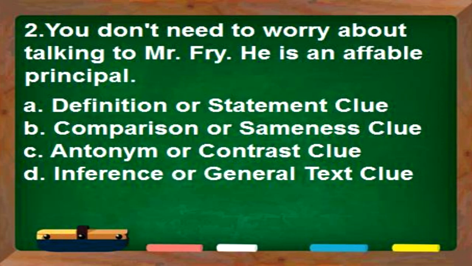2. You don't need to worry about talking to Mr. Fry. He is an affable principal. Which of the following is its type of context clue? A. Definition or statement clue. B. Comparison or sameness clue. C. Antonym or contrast clue. Or letter D. Inference or general text clue.